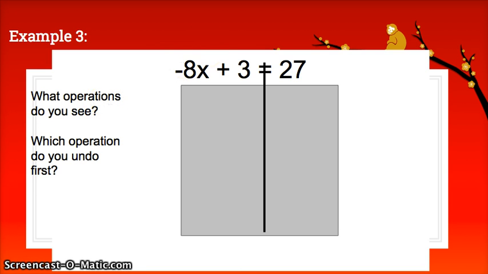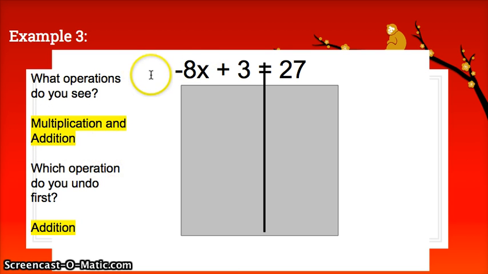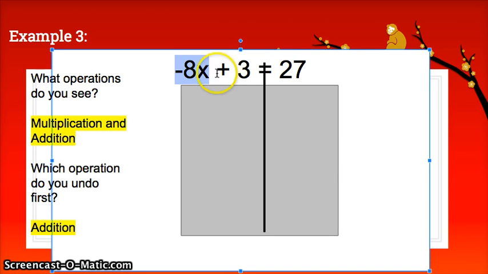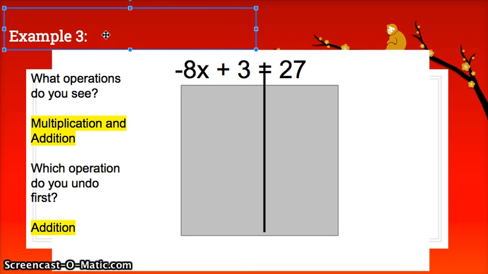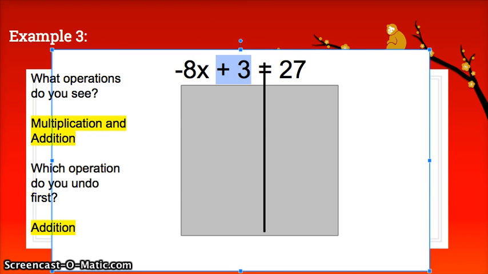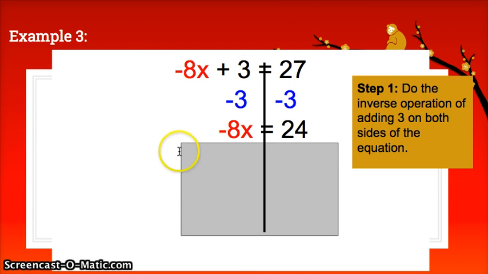Example number 3. In this equation, we see here negative 8 times x. So we see multiplication plus 3. So we see addition. We always undo addition and subtraction first. So in this case, we will start by undoing the positive 3, or adding 3. We subtract 3 from both sides. The 3's cancel. I bring down the multiplication because I haven't dealt with that yet. And on the right-hand side, I subtract. 27 minus 3 is 24.